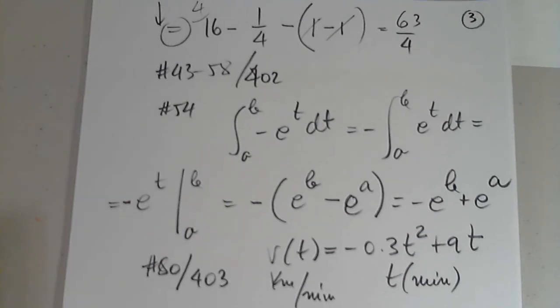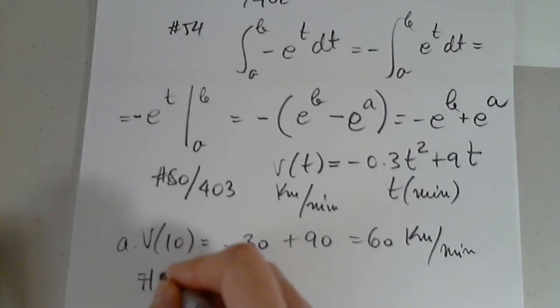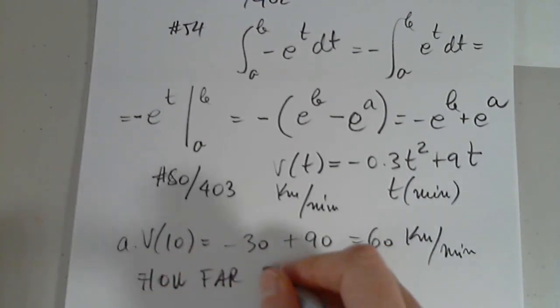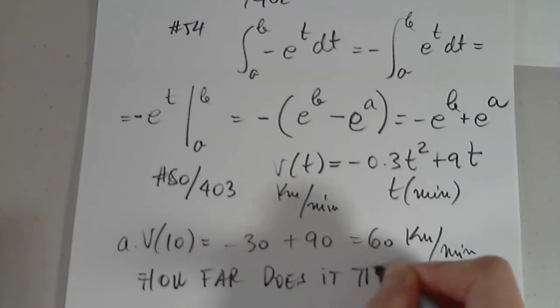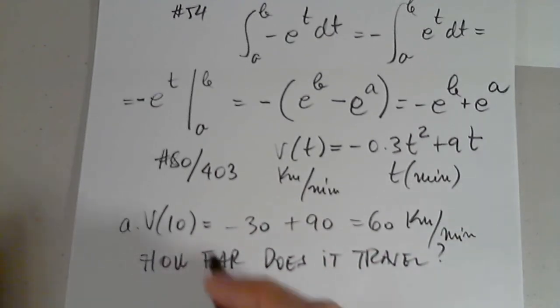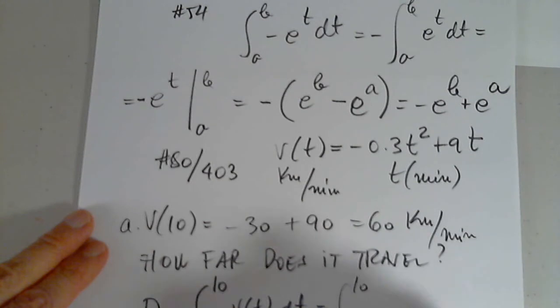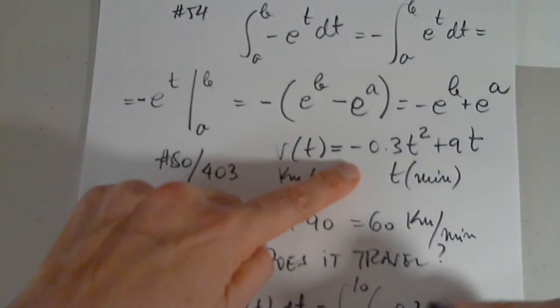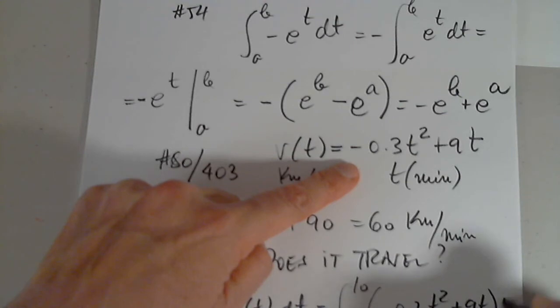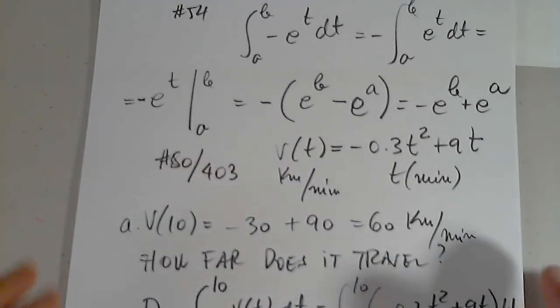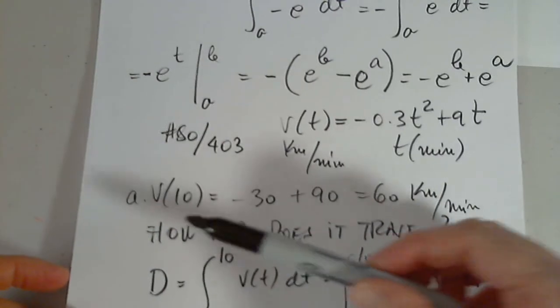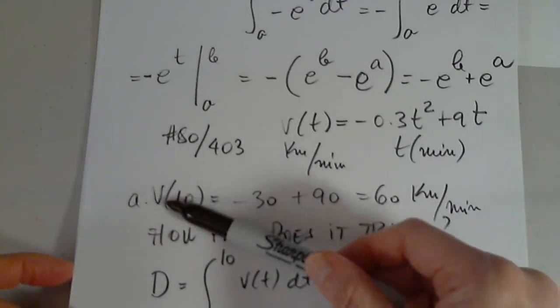Okay, so actually we're asked to find how far does it travel? Okay, it's a different story. So the distance is the integral from 0 to 10 of v of t dt. So the integral from 0 to 10 of the function -0.3 t squared plus 9t dt. How do we know? It's simply because the distance is the antiderivative of the velocity.